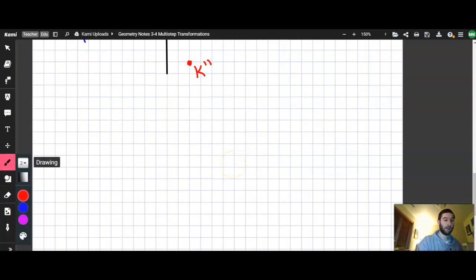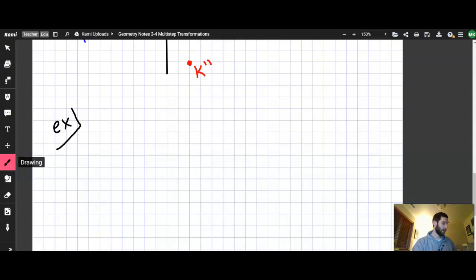Let's go ahead and pick our color black here. We're looking at a rotation and then a reflection, and this doesn't have a special name. The only combination of composition of transformations is the glide reflection, and that's a reflection and a translation. None of the others have a special name. It is just a composition of two transformations.